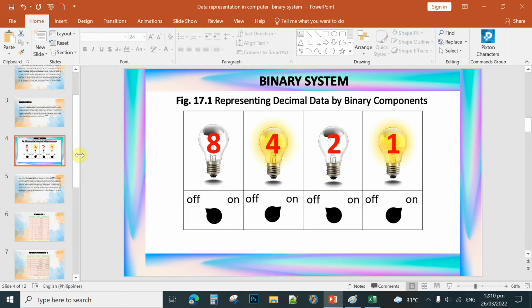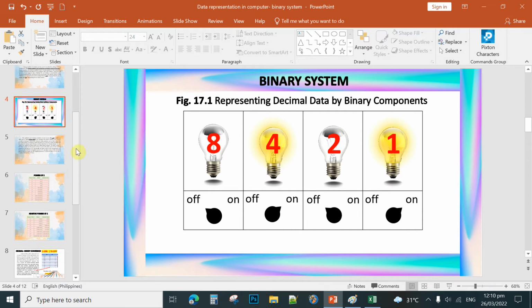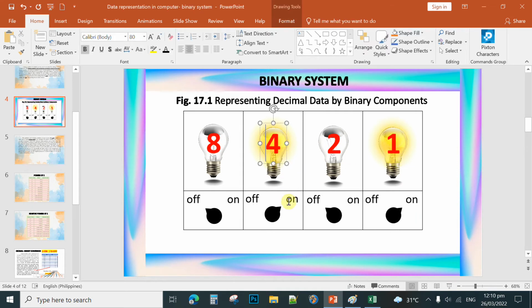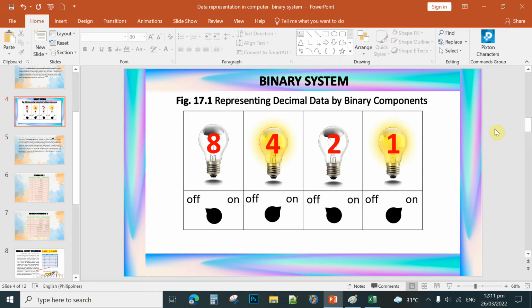representing decimal data by binary components. As explained in the previous slide, this represents 5 in decimal. Meaning, you are only going to count the on values. The on values here in a specific circuitry are only the 1 and the 4. See, 4 is on and 1 is on in a specific circuitry. So in binary, on means 1 and off means 0, or on means presence of signals in a specific circuitry, and 0 means the absence of signals in a specific circuitry.